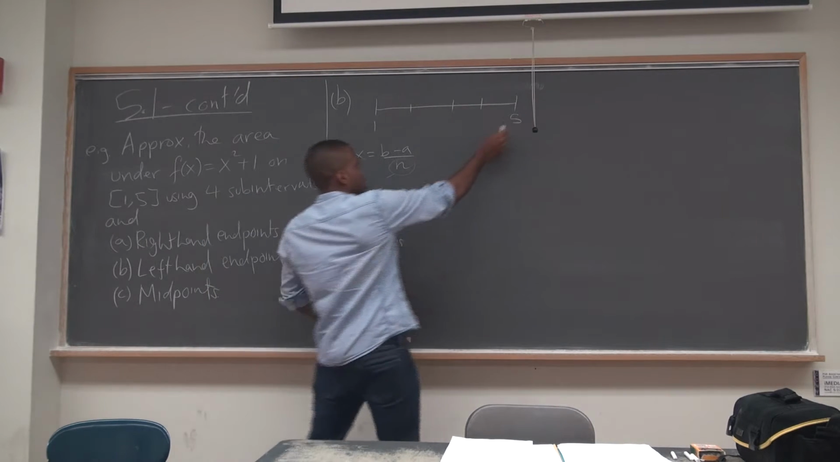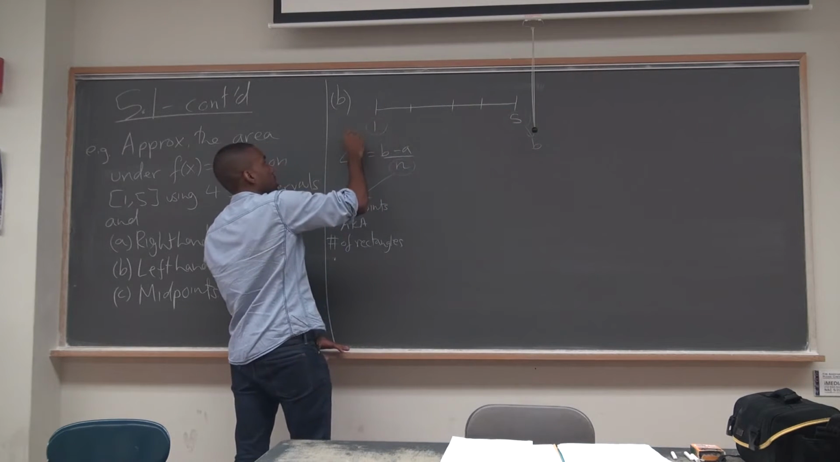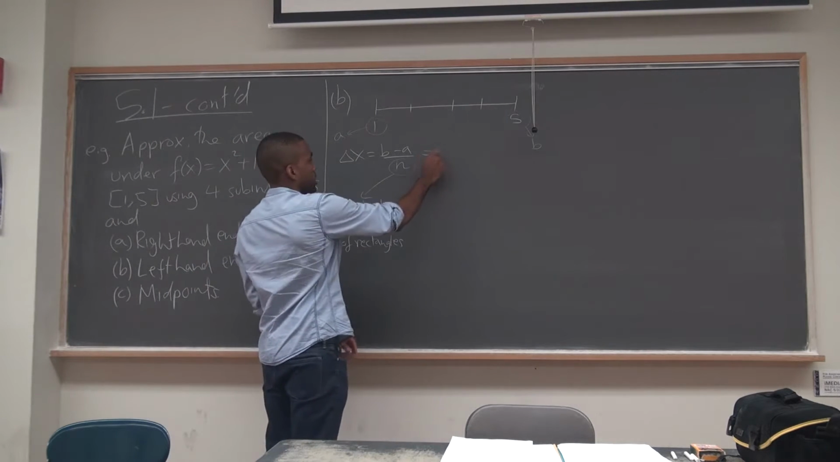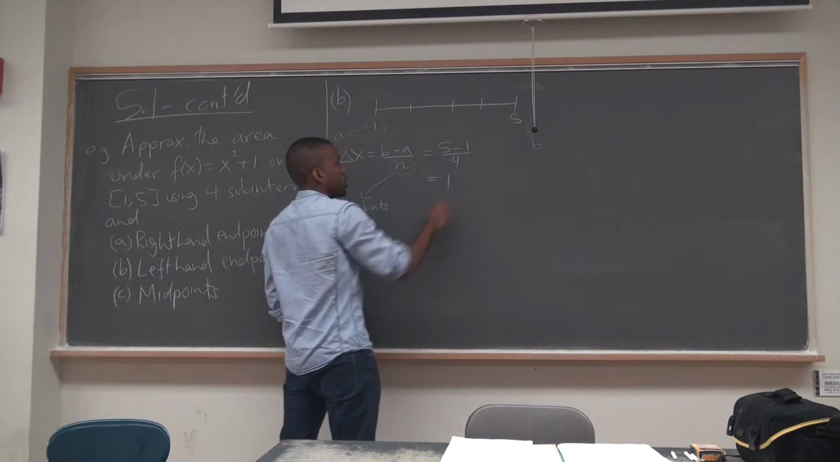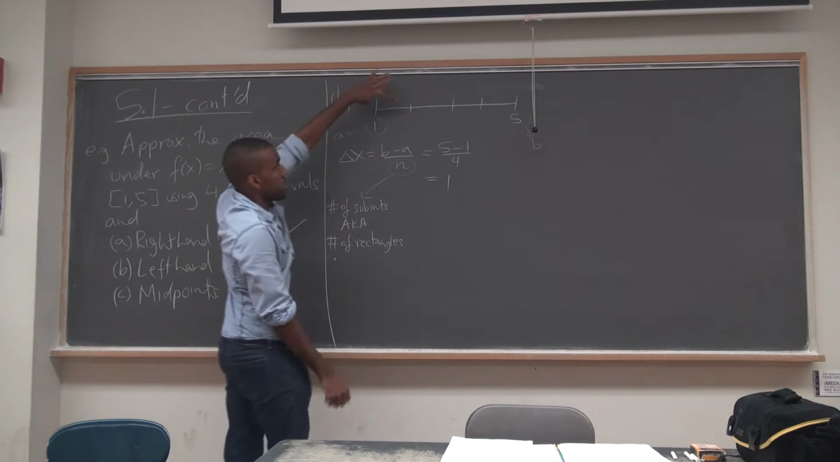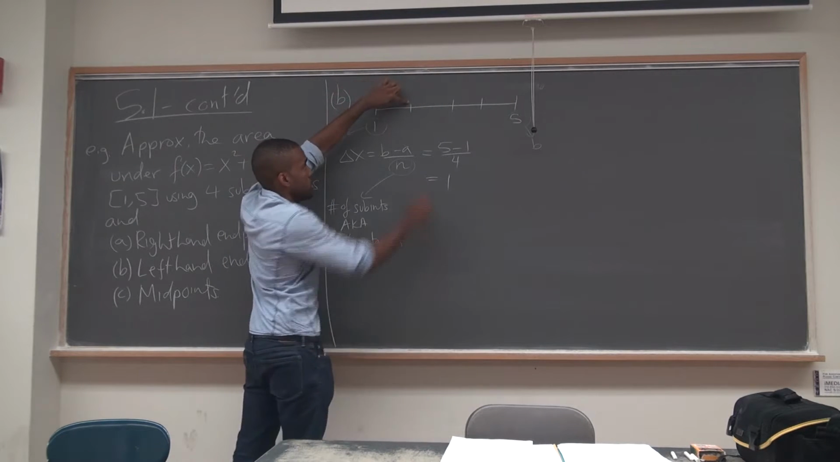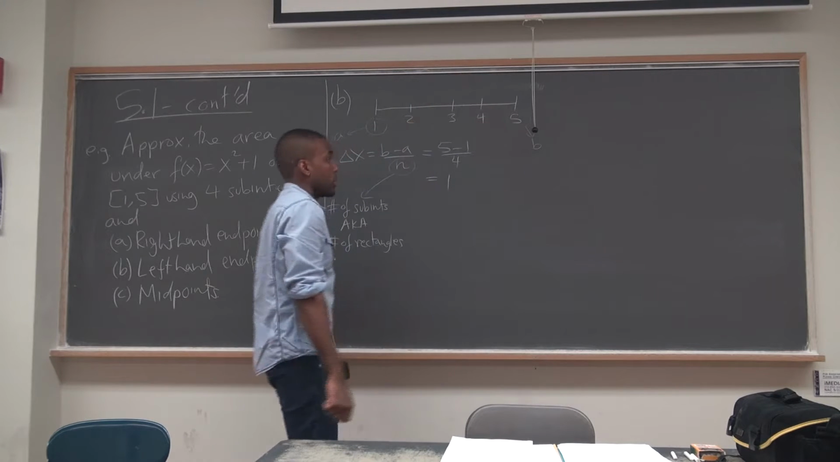And b is the final endpoint, so that would be your b. A is always the initial endpoint. So in this case, I know my delta x would be 5 minus 1 over 4, which is 1. And so the spacing here is of length 1. If I start at 1 here, that would have to be 2, this would have to be 3, this would have to be 4.